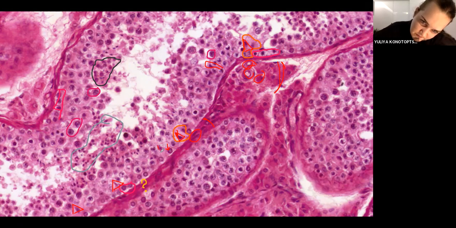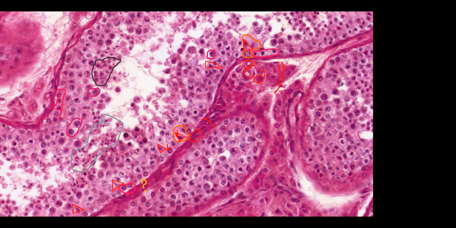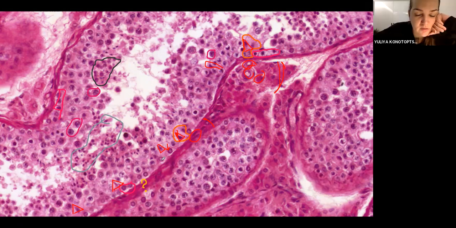What about this cell? Sertoli cell. Okay, so this one? Type B. It's really light. Type B. Okay, so you see the lumen, the nucleus is really, really light. Yeah, okay. Okay, what about cells at the top of spermatogonia? What about these ones?